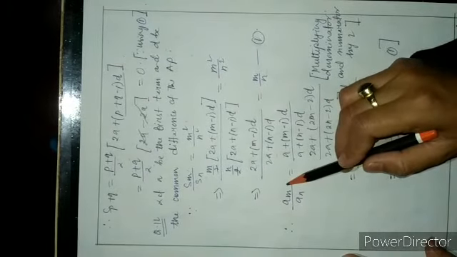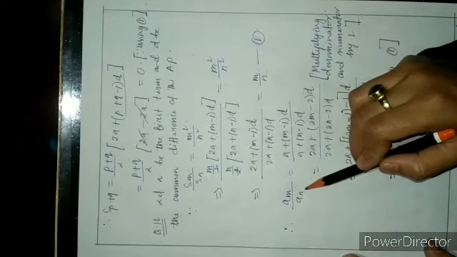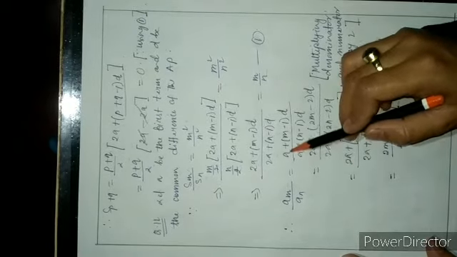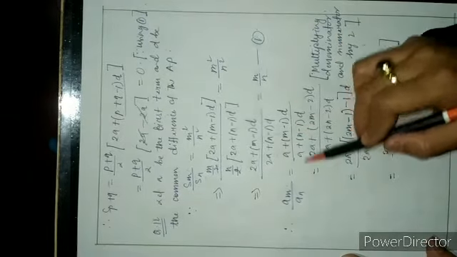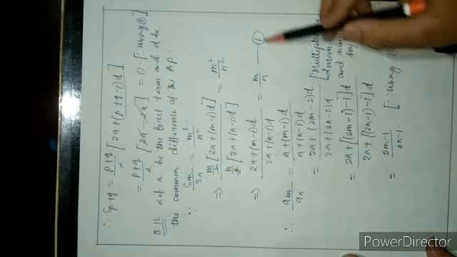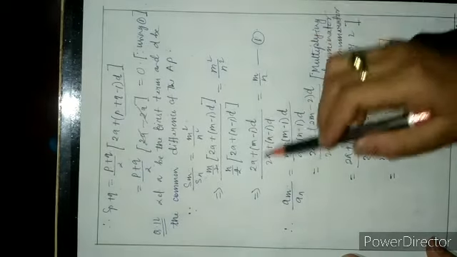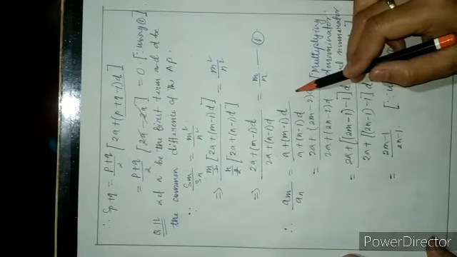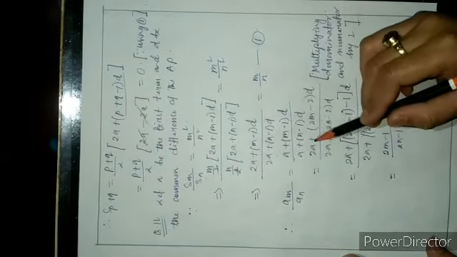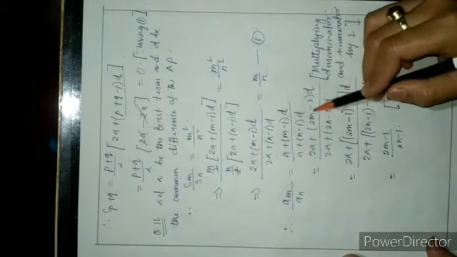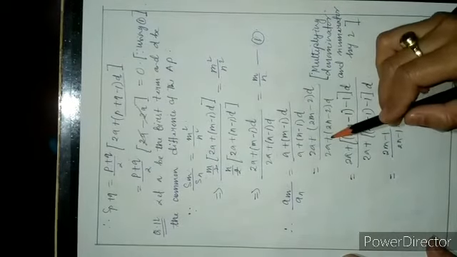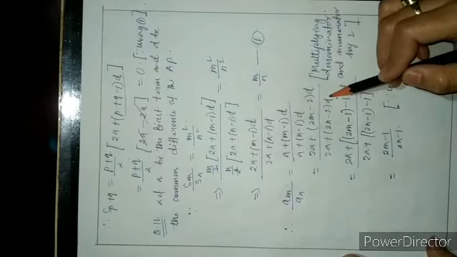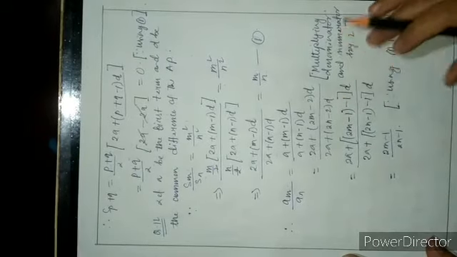Now write Am divided by An. Am means the mth term of the AP. An means the nth term of the AP. A plus m minus 1 d by a plus n minus 1 d. To compare with equation 1, we should multiply denominator and numerator by 2: 2 times of a plus 2 times of m minus 2d, over 2 times of a plus 2 times of n minus 2d.